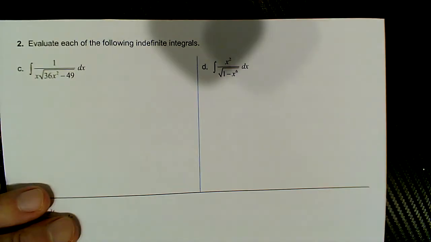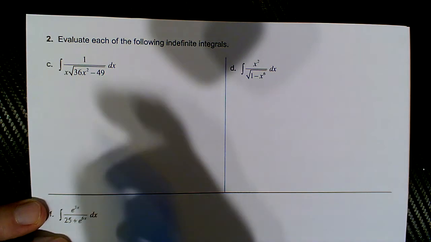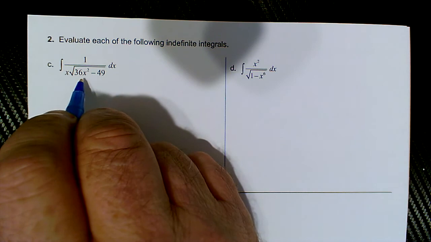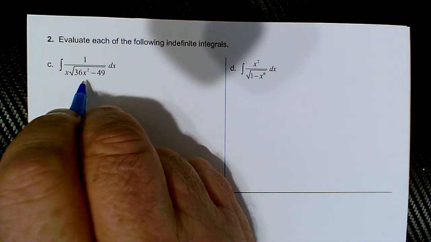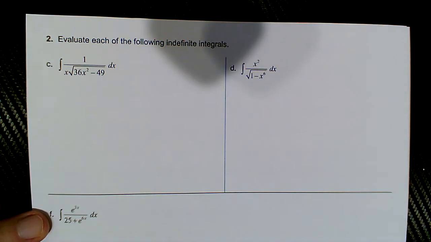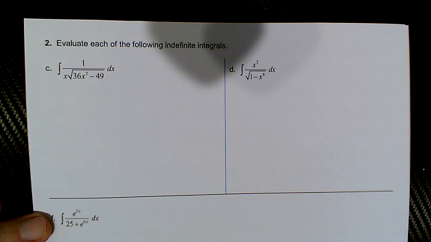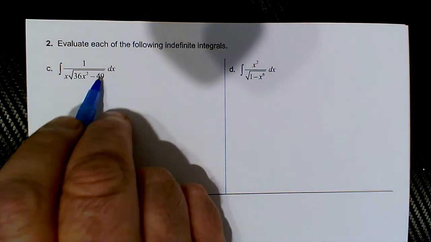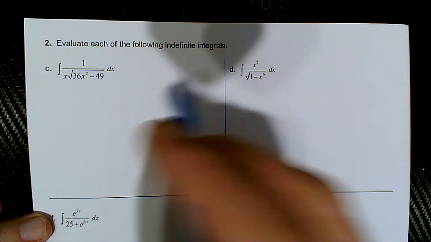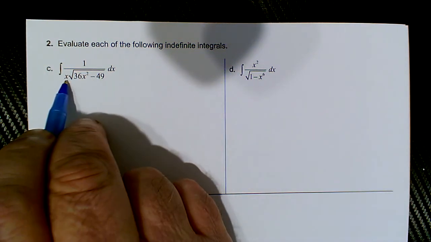First one's the classic situation. I'm not going to argue formally, I'll just do it verbally. The reason this does not fit u to the n, because remember, whenever we see a fraction, it's either du over u or u to the n. U to the n if it's a power in the denominator, du over u if it's not a power. So this would be u to the n, but if we took u to be that entire quantity under the radical, its derivative is 72x. We don't have an x in the numerator, we've got an x in the denominator.